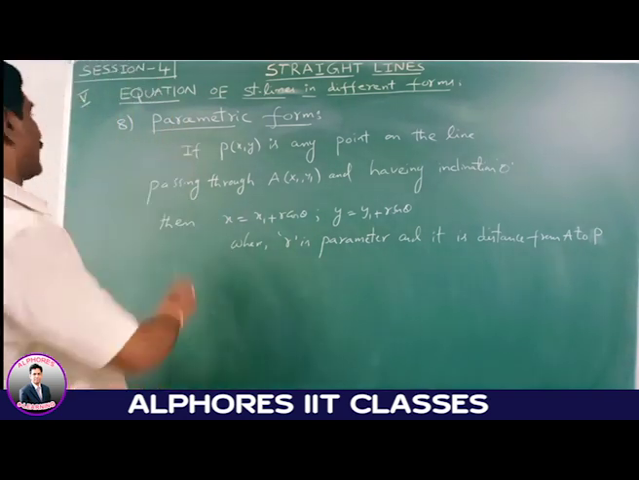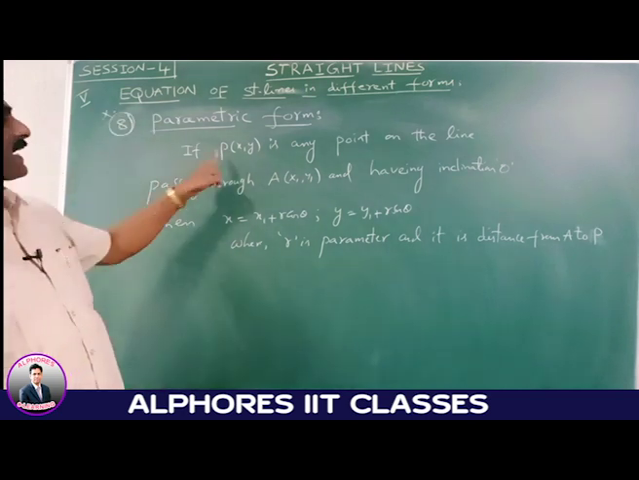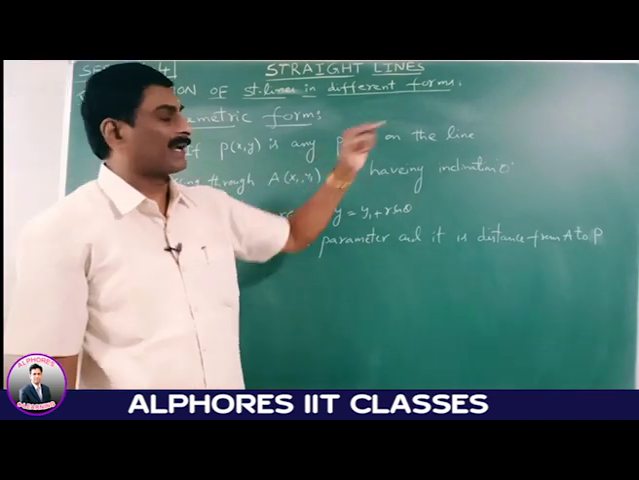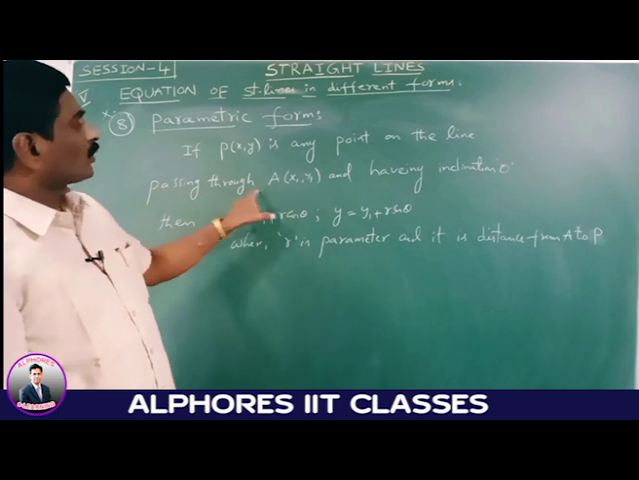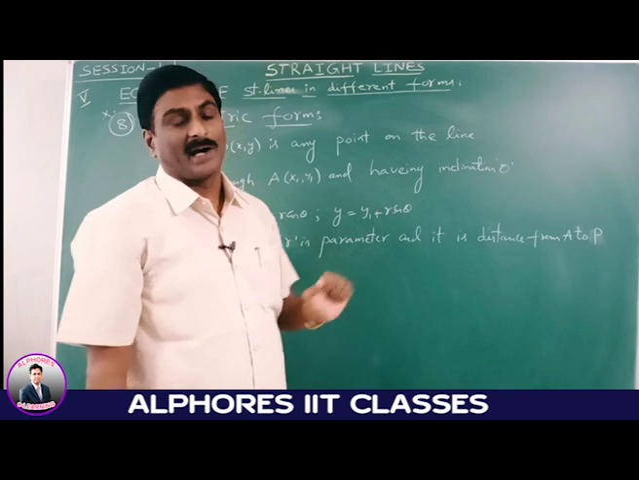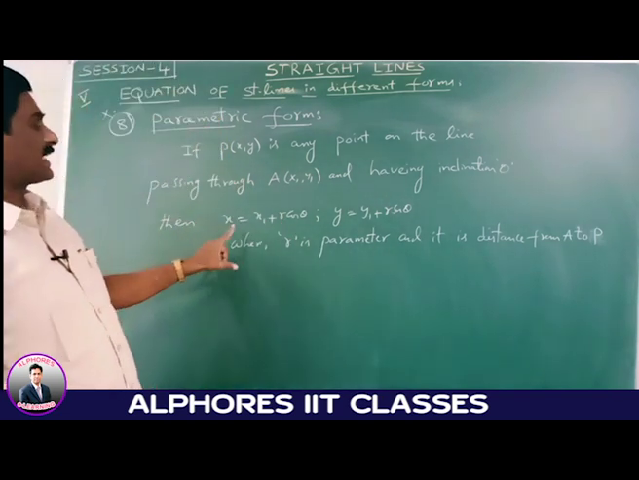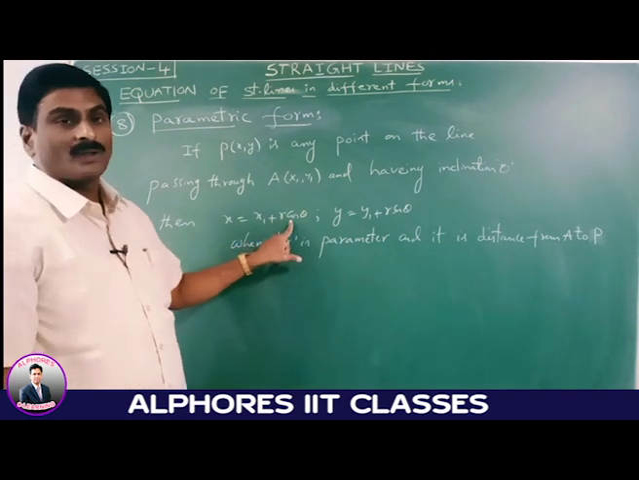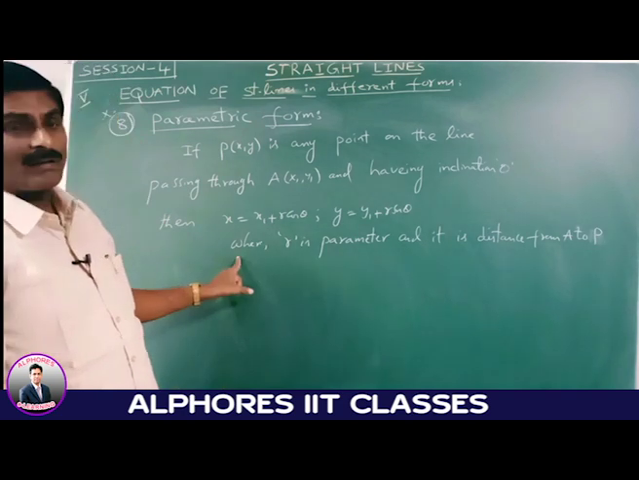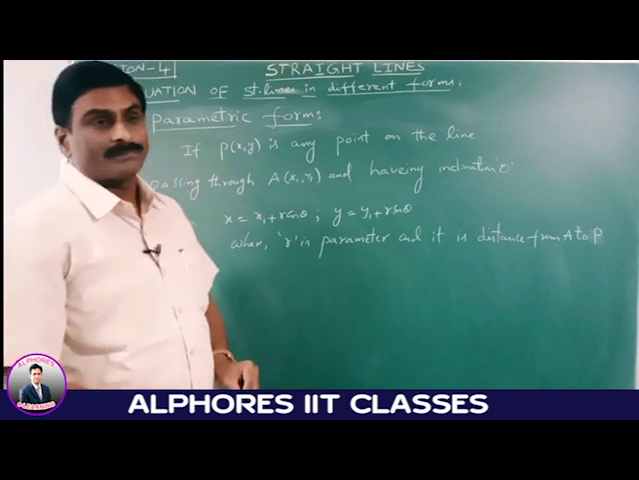Next, eighth form of a straight line: parametric form. It is very, very important. Parametric form: if P(x, y) is any point on the line passing through A(x1, y1) and having inclination theta, then x is equal to x1 plus r cos theta, y is equal to y1 plus r sin theta, where r is the parameter and it is the distance from A to P.